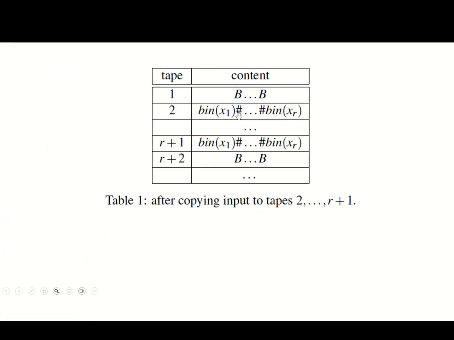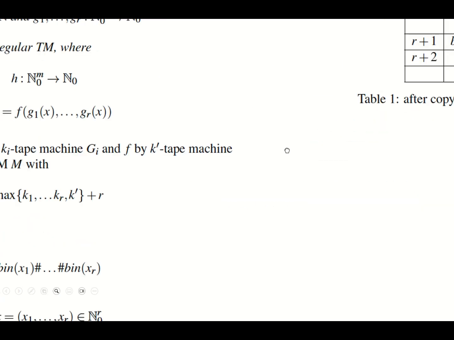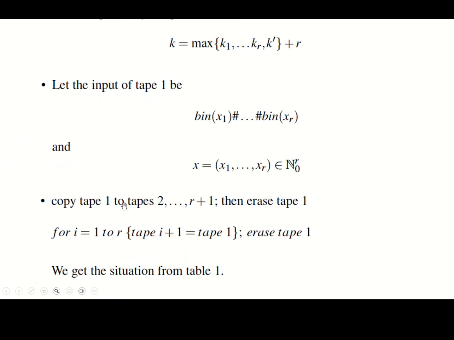So I had this input here, up to m, right? What I did is I copied this to tape 2, you know how to do it. There exists a Turing machine that takes tape 1, copies to tape 2, then I can erase tape 1, and I also copy this thing to tape 3, and there are many, so I do this r many times. Here it is, so I'm copying tape 1 to tapes 2 to r plus 1, and then erase tape 1.